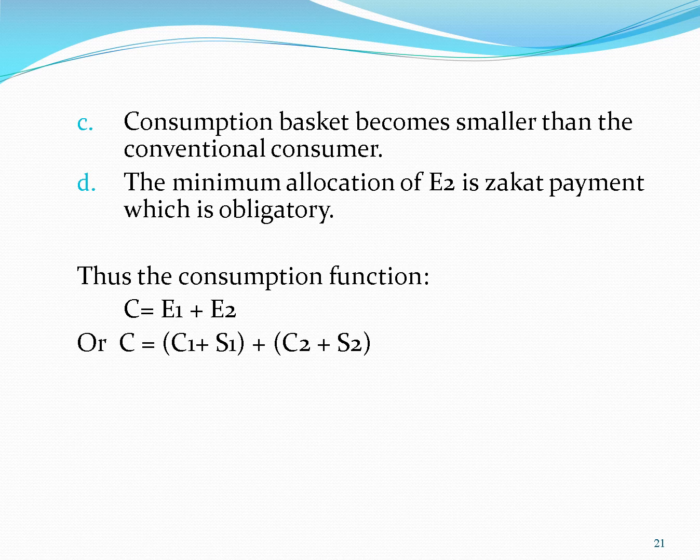Alright, so the consumption basket becomes smaller than that of the conventional consumer. The minimum allocation of E2 is the zakat payment, which is obligatory. This is a compulsory zakat payment. Thus, the consumption function is E1 plus E2, or we can separate it as C1 plus S1, C2 plus S2.